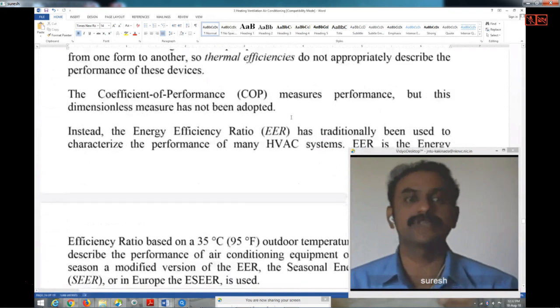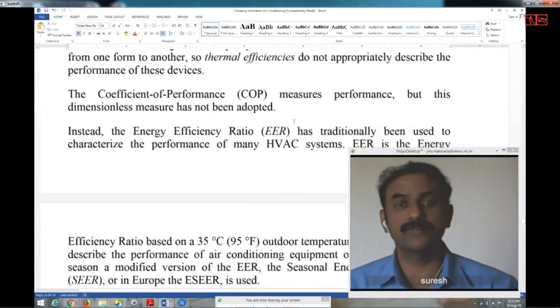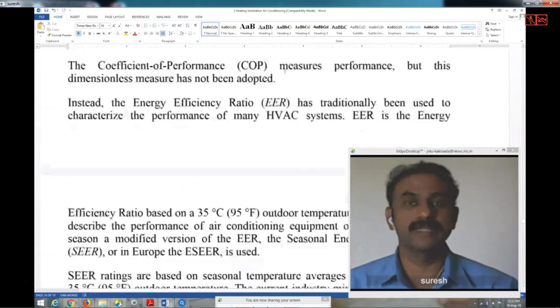Then coefficient of performance. This is also an important measure of the performance of an HVAC system, but this is dimensionless and has not been adopted.